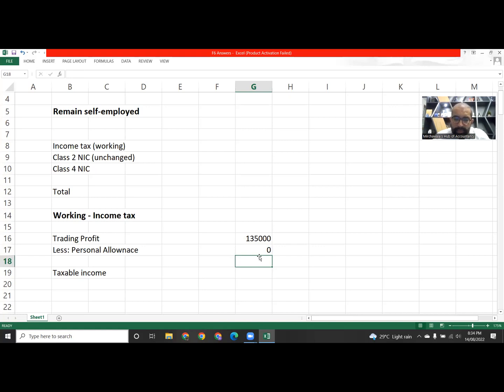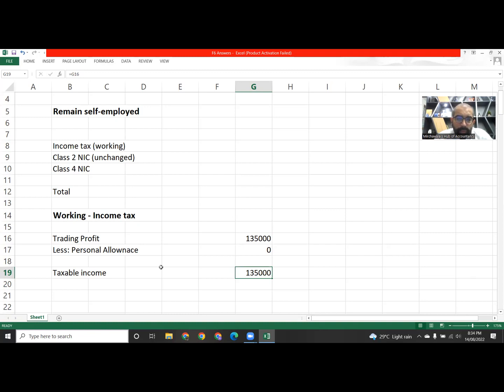So in that case, the same 135,000 will come here. Your taxable income will be 135,000. Okay. Now let's calculate the tax on this taxable income. We all know it's non-saving. Yes, trading income is pure non-saving income. Basic things. So for non-saving, the first band is 37,700.